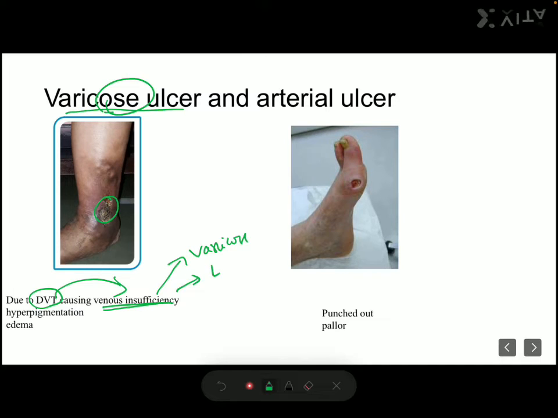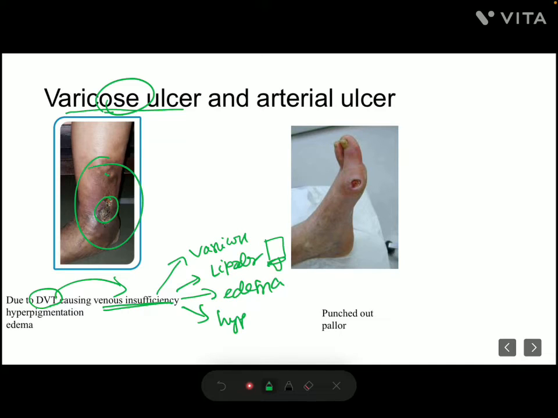That might cause lipodermatosclerosis. The lipodermatosclerosis is just the inverted champagne bottle appearance due to fibrosis in here, or eczema, edema, induration, or this hyperpigmentation that you can see here. As you can see, the whole limb is edematous. All these things are associated symptoms that come along with venous insufficiency.